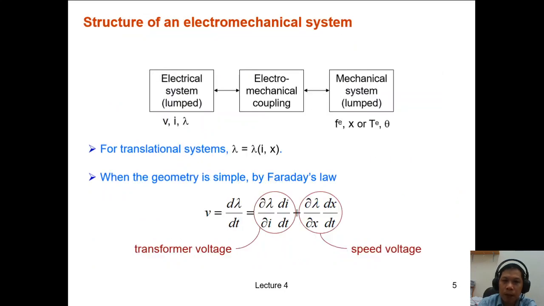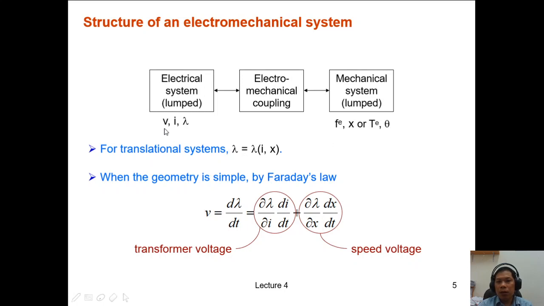Now this is the structure of an electromechanical system, where on the left hand side you have the electrical system with lumped parameters. When we say lumped parameter, we don't have any distributed parameters. So the total inductance, for example, can be specified by just one value of L, and the total resistance of the circuit can be specified by just one R. That's why we call it lump parameter. On the right hand side we have a mechanical system also with lump parameters.